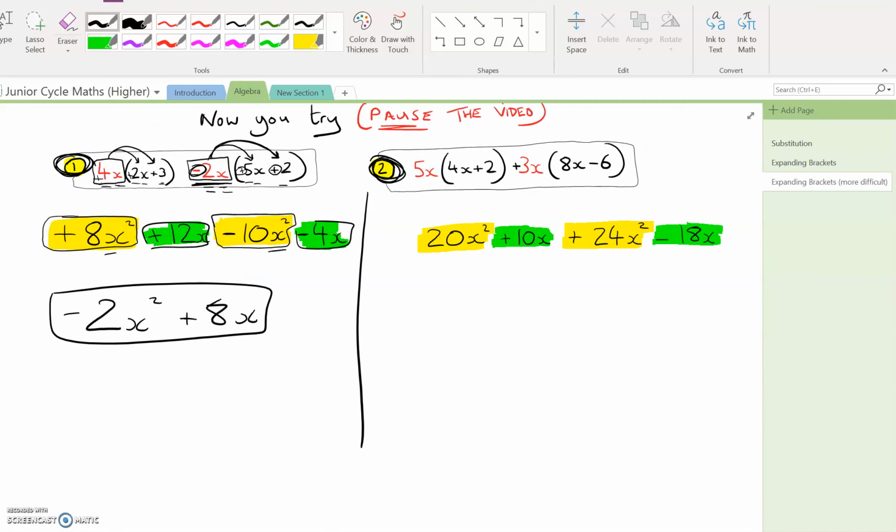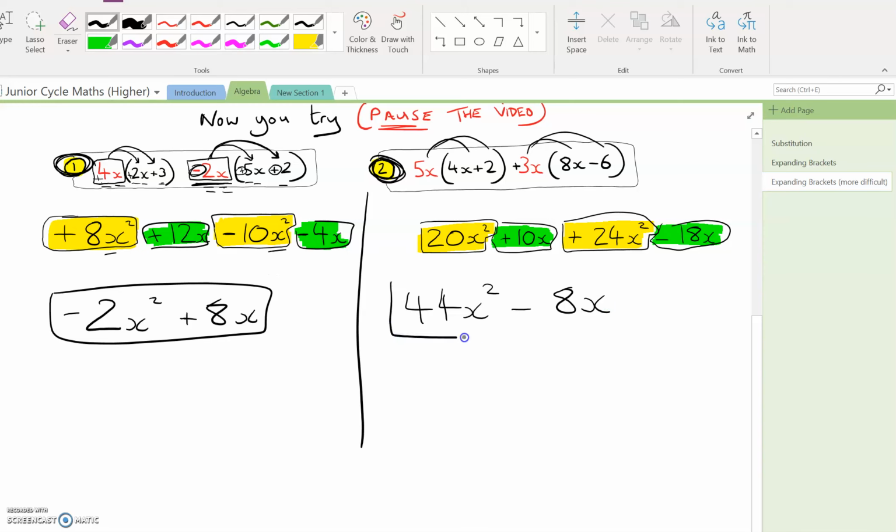And number 2, let's multiply in, multiply in, multiply in, multiply in. Now we've done it already, so we've got this and we've highlighted them the right color. So the x squareds are here in yellow. And when you put those together, you get 44x squared. And when you put the x's together, you get minus 8x. So that's the answer to the second question.